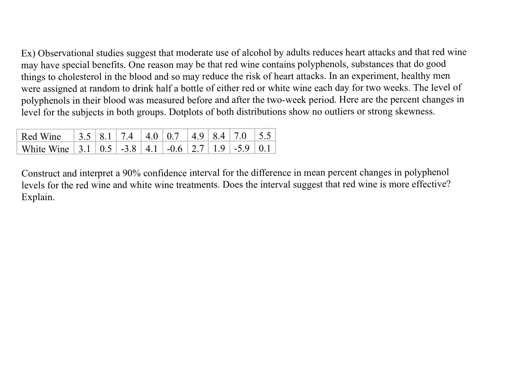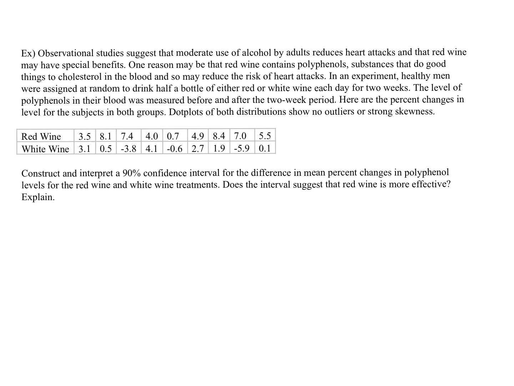In an experiment, healthy men were assigned at random to drink half a bottle of either red or white wine each day for 2 weeks. The level of polyphenols in their blood was measured before and after the 2-week period. Here are the percent changes in level for the subjects in both groups. Dot plots of both distributions show no outliers or strong skewness.